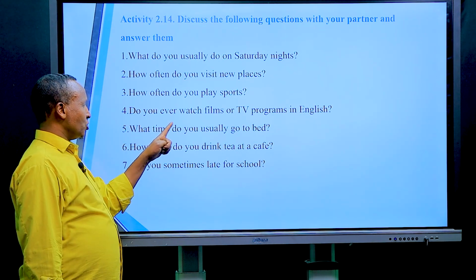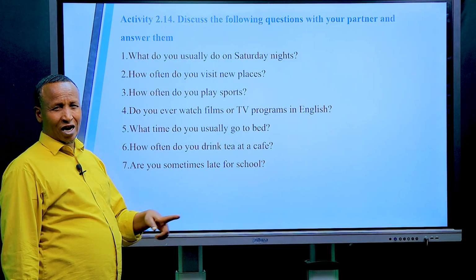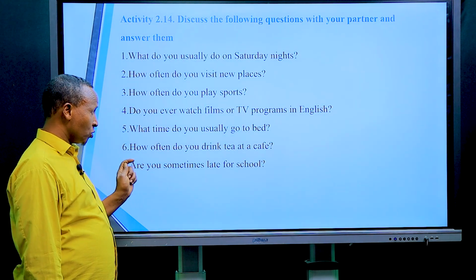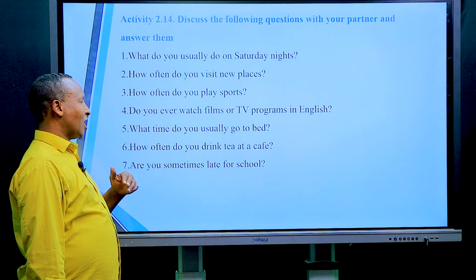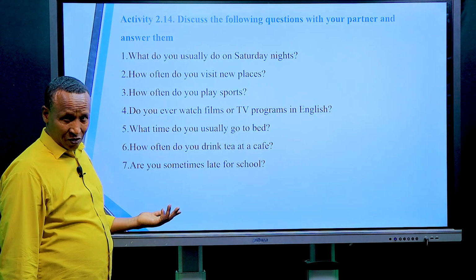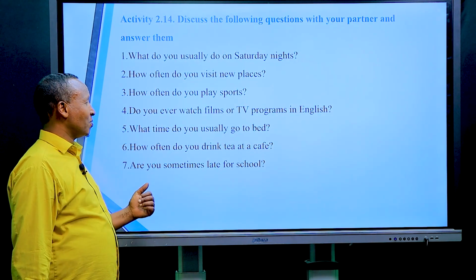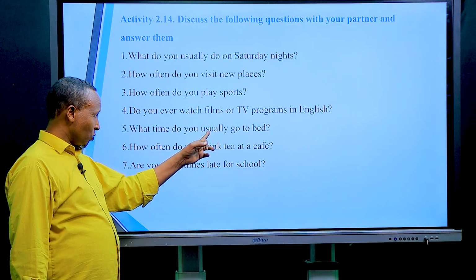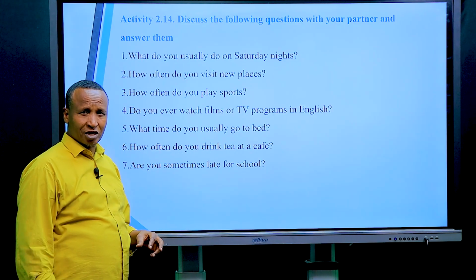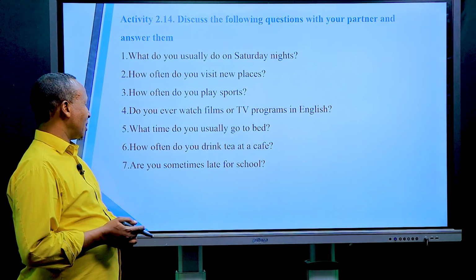What time do you usually go to bed? I usually go to bed at 9 o'clock. What time? Time baa lagu weydiiyey laakiin ogow the word usually as an adverb frequency inaad jumlada isticmaasho waa la rabaa.